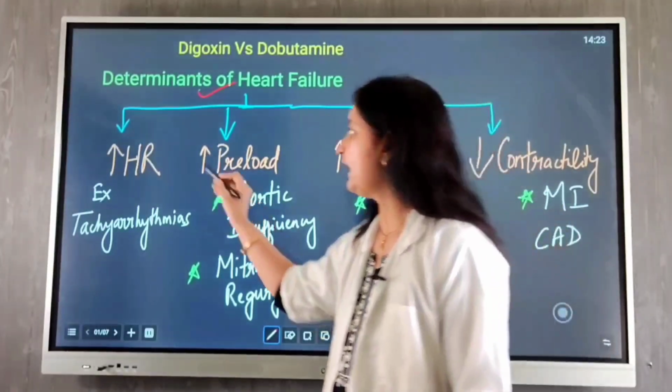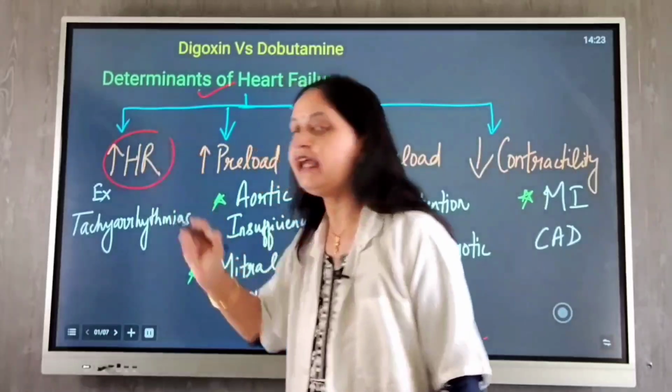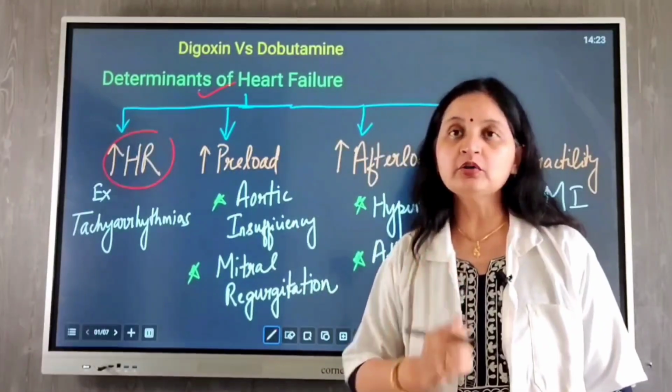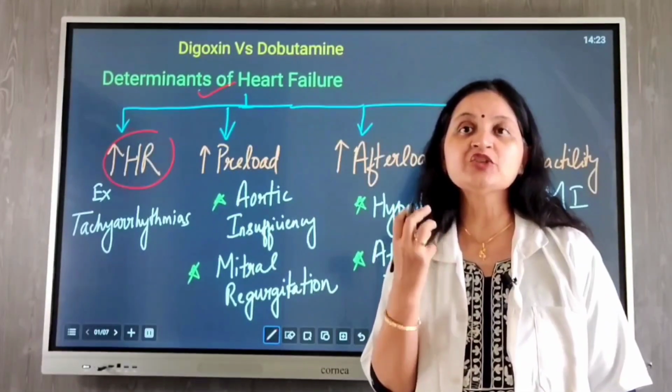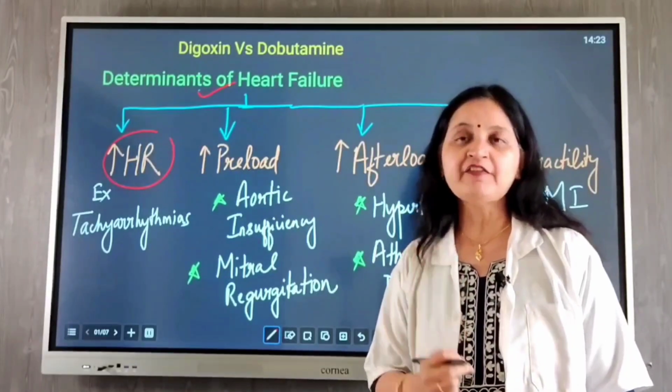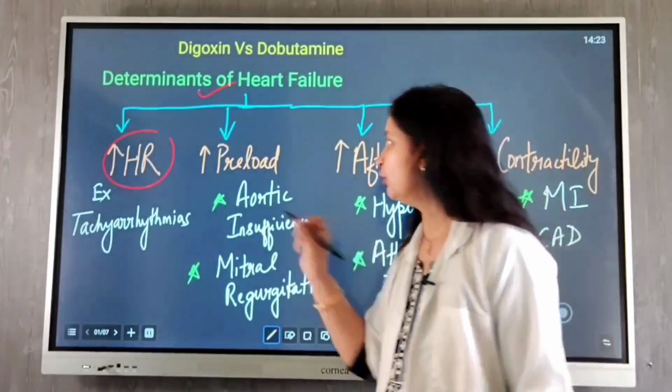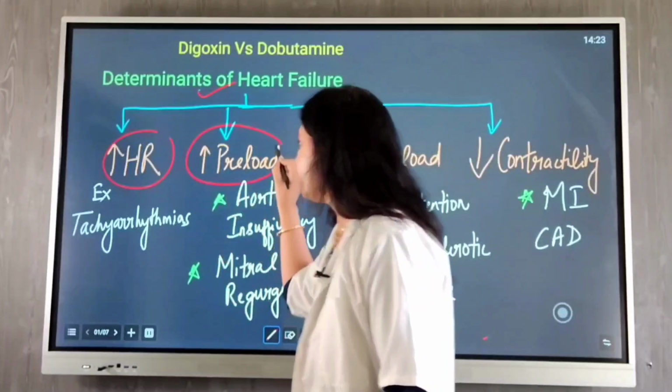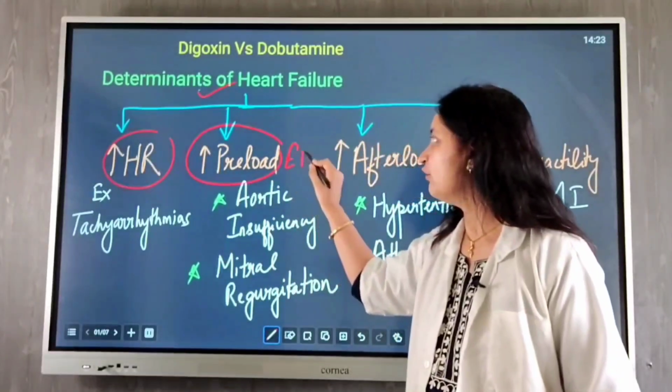So when the heart rate increases, for example, in tachyarrhythmias, the workload on the heart increases, there is increased strain on the heart, and this can lead to heart failure. The second factor is increased preload. So preload is related to end diastolic volume.